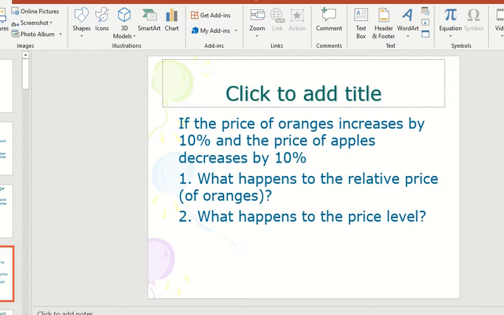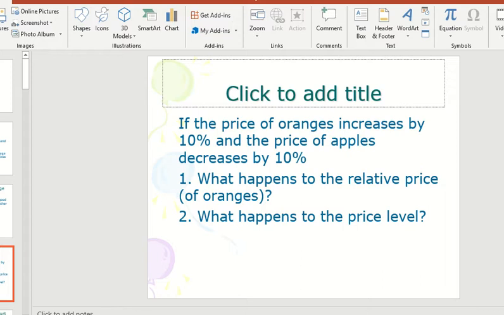They spend on two types of goods. And we assume that the income of this economy is equally distributed between these two types of goods. So that means they carry equal weight. Neither is more important than the other. So here is the scenario. The price of oranges increases by 10% and the price of apples decreases by 10%.